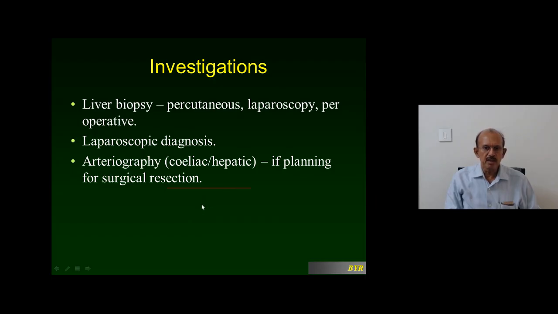Arteriography has to be done if you plan to do segmental resection. So to know about the celiac and hepatic artery architecture inside the liver and which branch of the hepatic artery supplies the tumor, you have to do the arteriography.